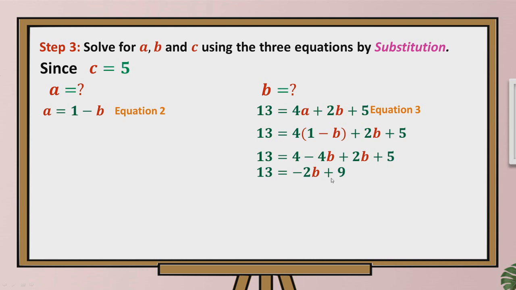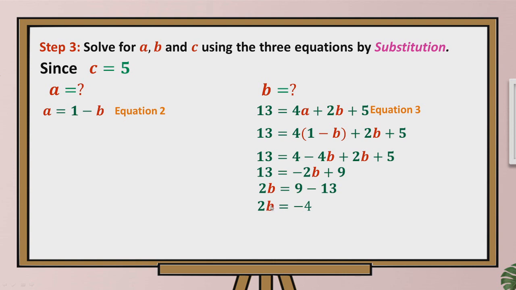So right now, I am going to create an equation for b. To do that, I will transfer negative 2b to the other side of the equation to make it positive. And then 13 will also be transferred to the other side so that I can combine 13 and 9. So the result will be this one. Positive 2b is equal to 9 minus 13. And combining 9 minus 13, the result will be negative 4.